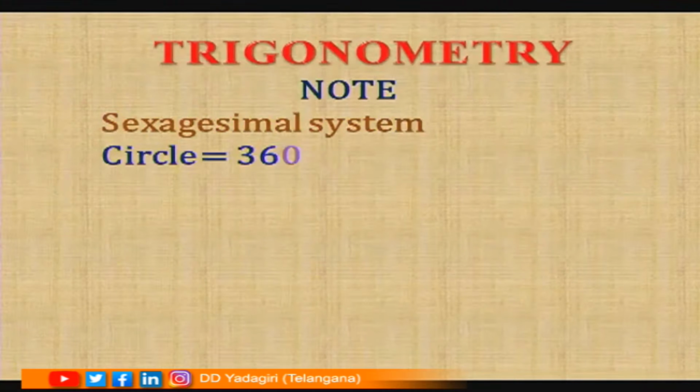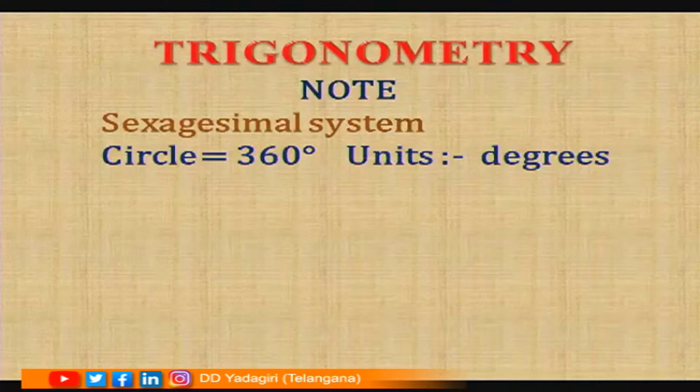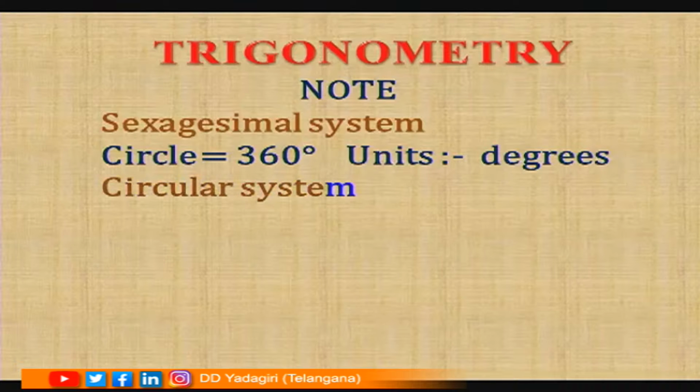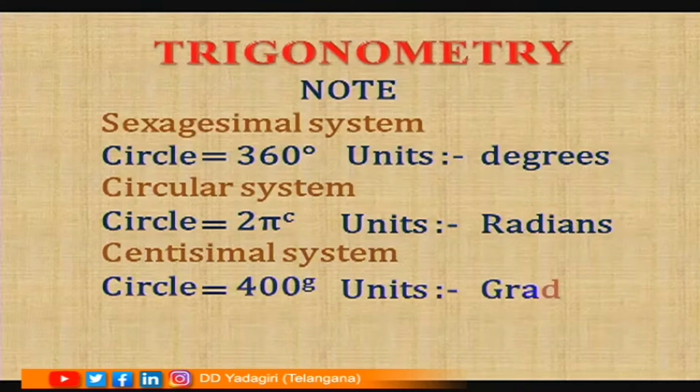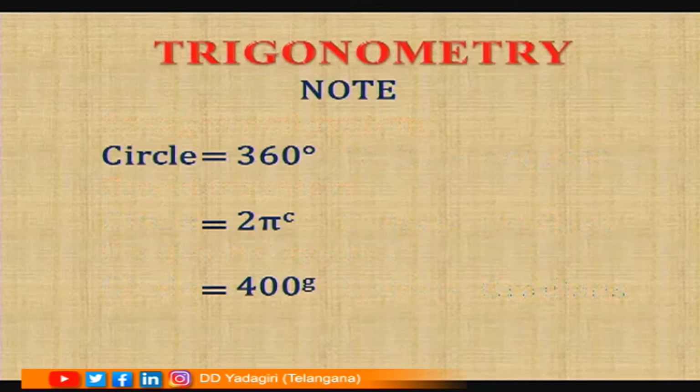Let us just have a note. Usually, when we measure the angle, we measure it in degrees. So, we call that system the sexagesimal system. That means, one circle is equal to 360 degrees. The units are degrees here, but at the same time we use another system, that is called the circular system, where one circle is equal to 2 pi radians, and the units are radians. Similarly, another system we call the centesimal system, where one circle is equal to 400 gradients, that means the units are gradients. So, let us have the relation and comparison between them.